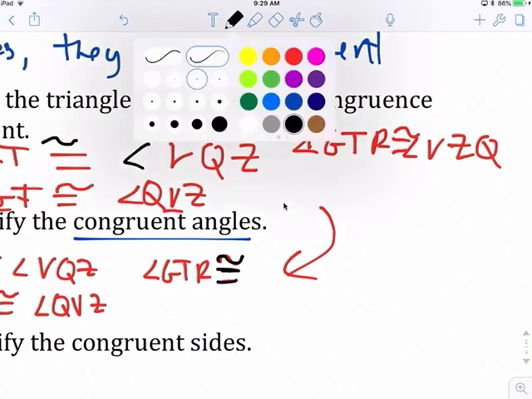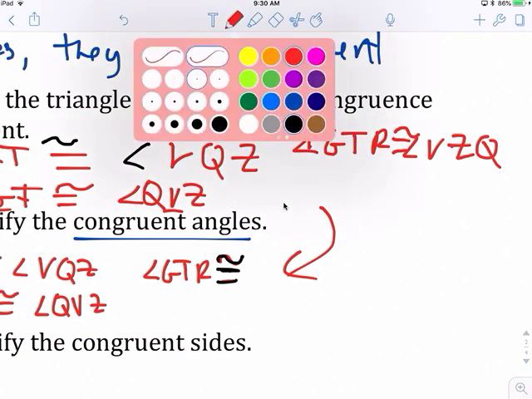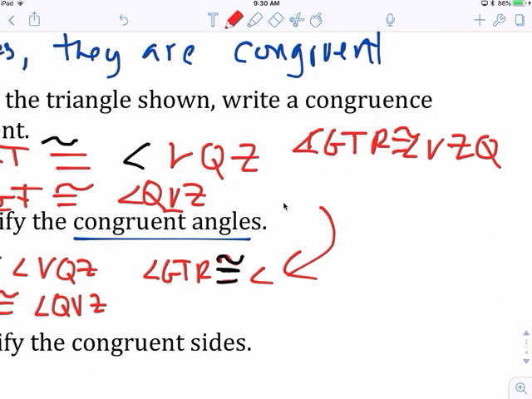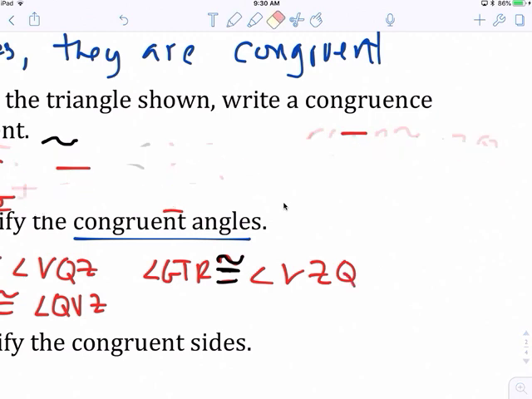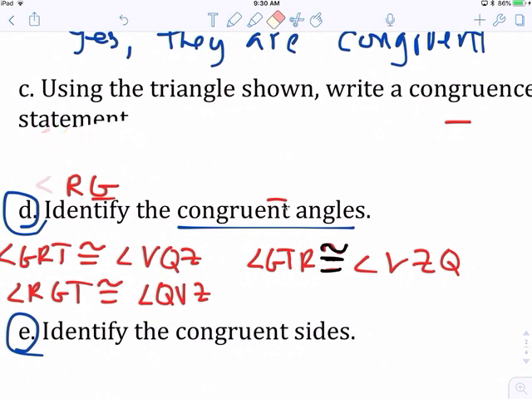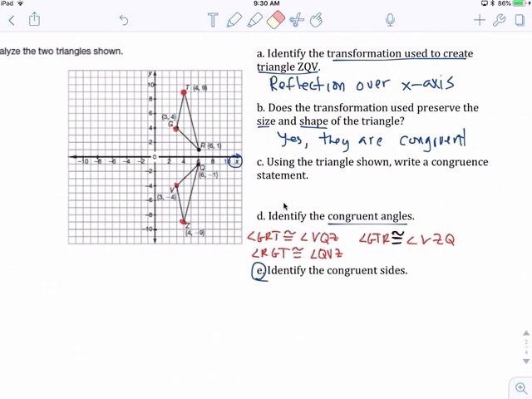Angle VZQ. Alright, and that's how you write those. Make sure I write corresponding letters. That means letters that sit in the same position, okay?